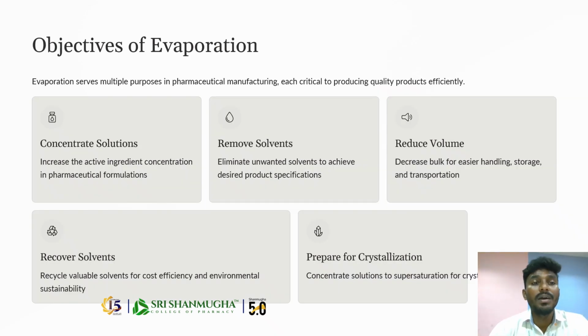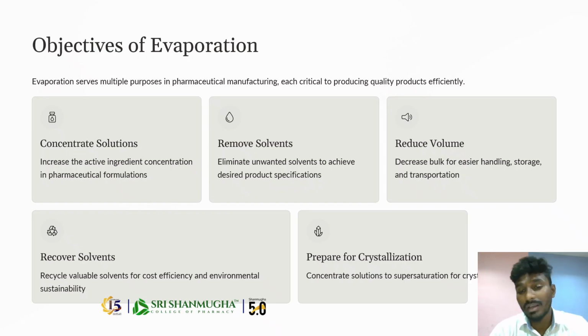The second one is, what are the objectives of the evaporation method? Evaporation serves multiple purposes in pharmaceutical manufacturing, each critical to producing quality products efficiently. What are the objectives? The main one is concentration of solution, to increase the active ingredient concentration in pharmaceutical formulations. The second one is removal of solvent, to eliminate unwanted substances and meet the desired product specification. The third one is to reduce the volume of bulk product. The next one is to recover solvent, recycling valuable solvent for cost efficiency and environmental sustainability. These are the recovered solvents.